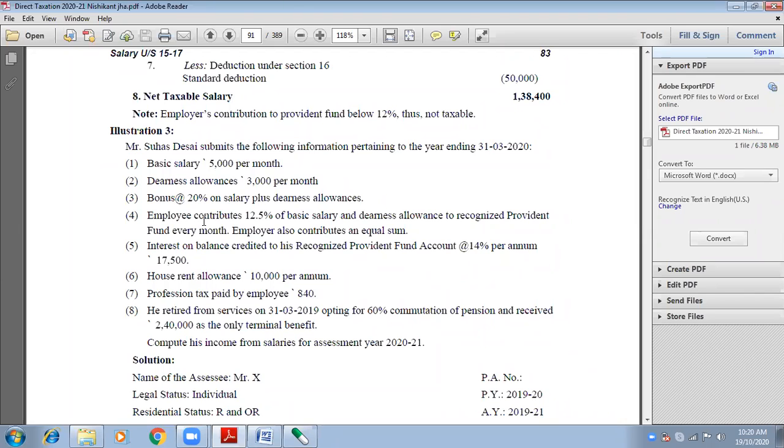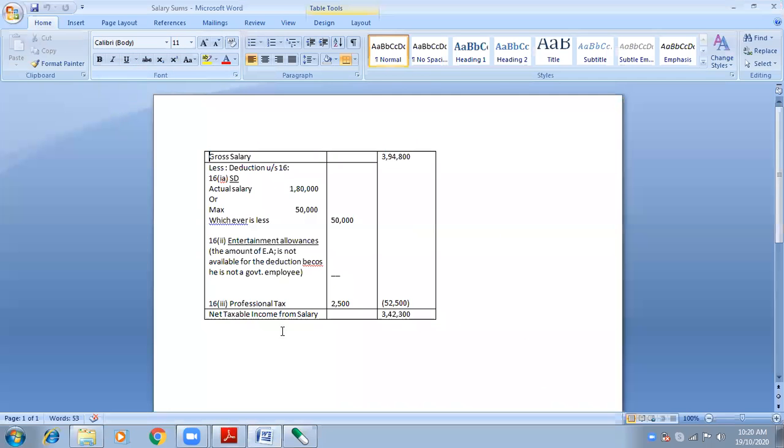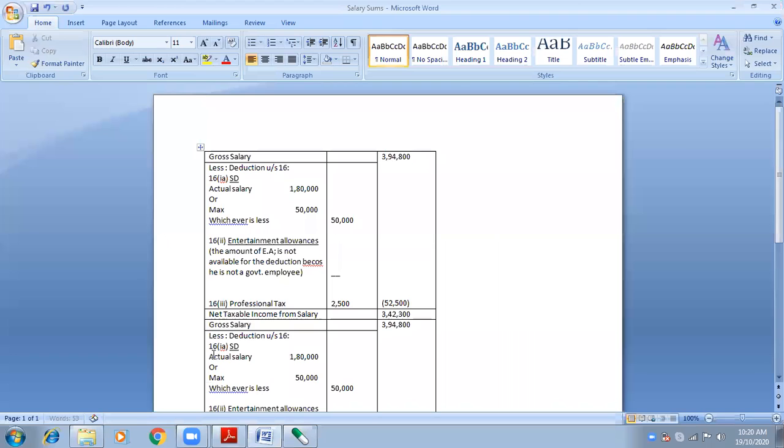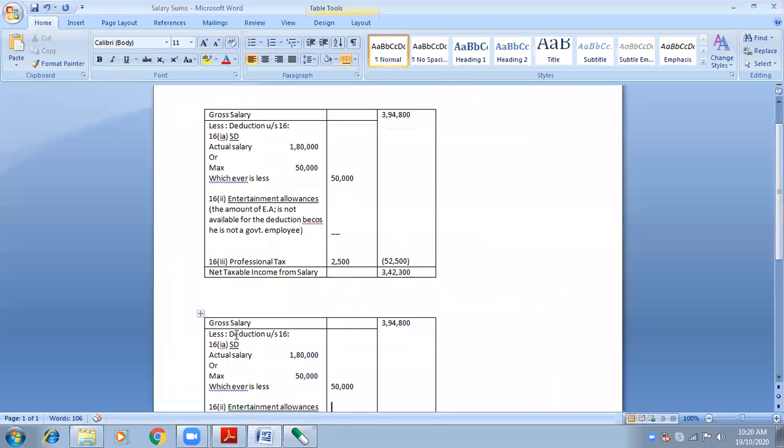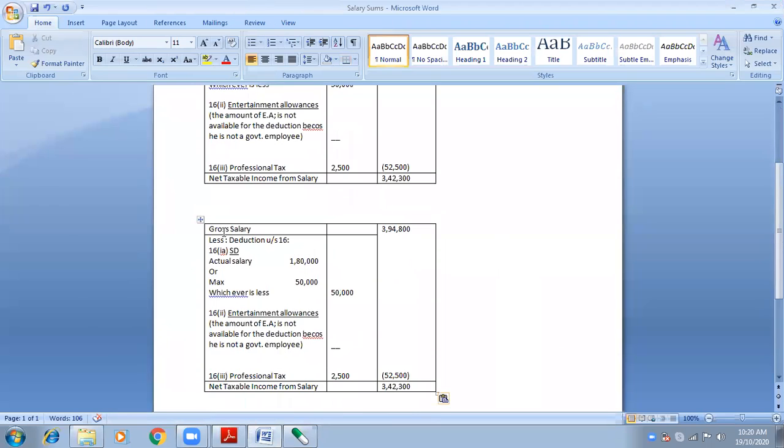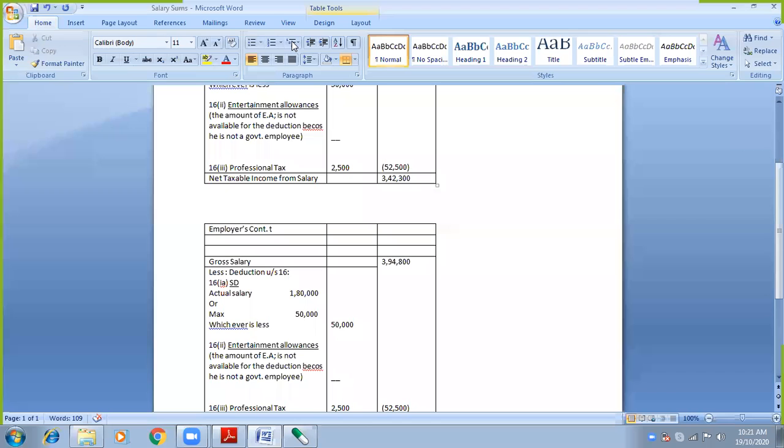So write down employer's contribution. See, this is the way you have to write. I will add one more column. Give me a minute. Let me add a column. So how would you write? Employer's contribution towards recognized provident fund.